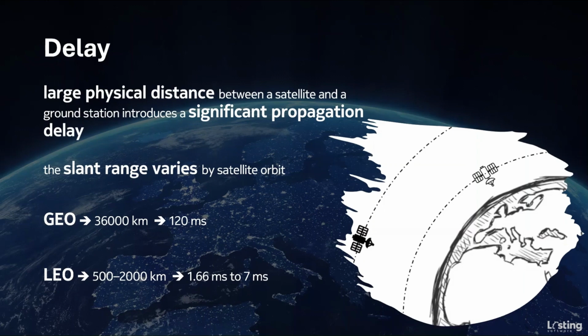For LEO satellites, the slant range is typically around 500 to 2,000 kilometers, leading to one-way delays between 1.66 milliseconds and 7 milliseconds. In the case of GEO satellites, the satellite remains in a fixed position relative to the Earth's surface, so delay can be treated as constant. In contrast, for LEO or MEO satellites, the delay is time-varying due to the satellite's movement relative to the observer on the ground.